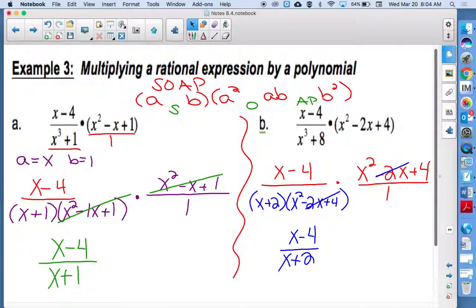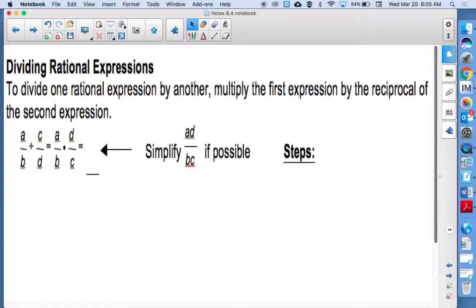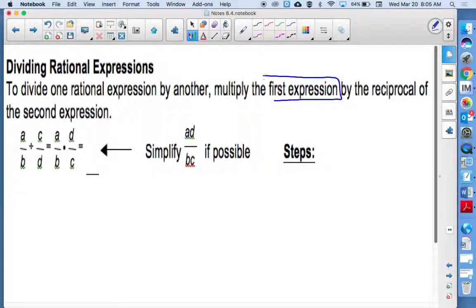So there's one other thing that we're looking at today. So we did basic simplifying with one fraction. We did simplifying when you have multiplying two fractions together or multiplying a rational expression and a polynomial. And the last thing we have to talk about, of course, is division. So we can't leave out division because that would be our other type of operation before we get to addition and subtraction that we can do. To divide one rational expression by the other, multiply the first expression, that means the first fraction, by the reciprocal of the second.